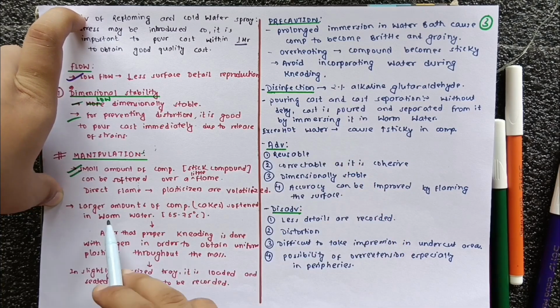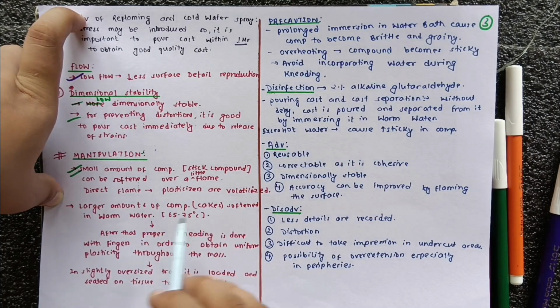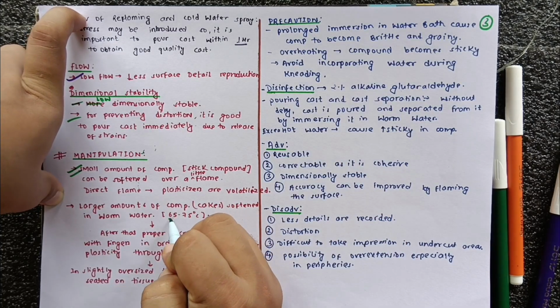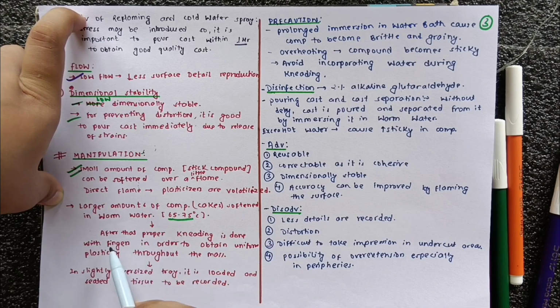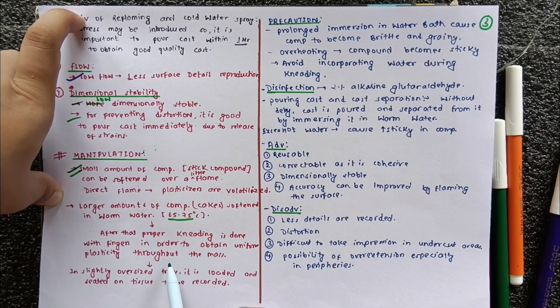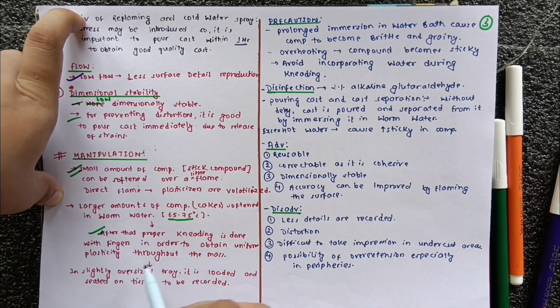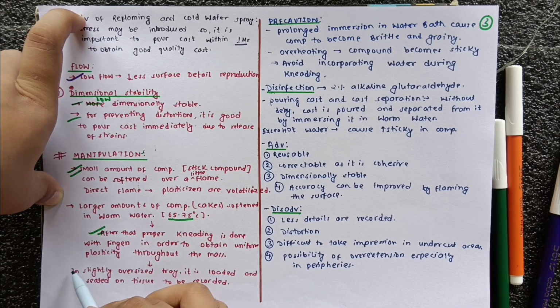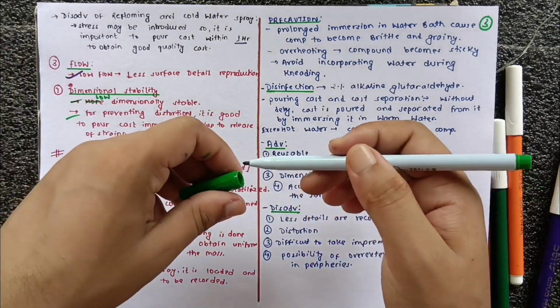And after that, a larger amount of the compound, like cakes, is softened in warm water, that is at 65 to 75 degrees Celsius, and after that proper kneading is done with the fingers in order to obtain uniform plasticity throughout the mass. And in a slightly oversized tray, it is loaded and seated on the tissue to be recorded.